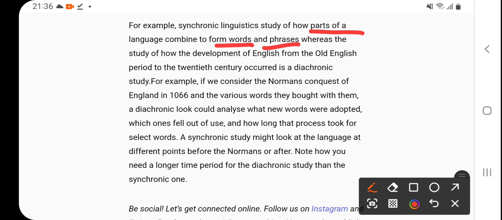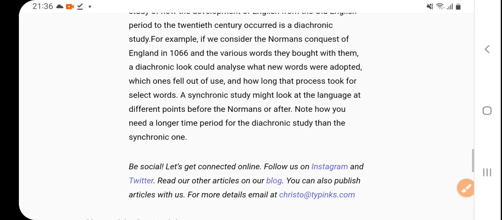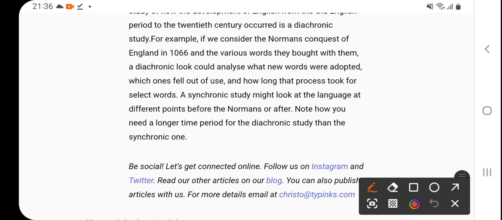Whereas the study of how English developed from the Old English period to the 20th century is a diachronic study, which we had already discussed. For example, if we consider the Norman conquest of England in 1066 and the various words they brought with them, that is a diachronic look.